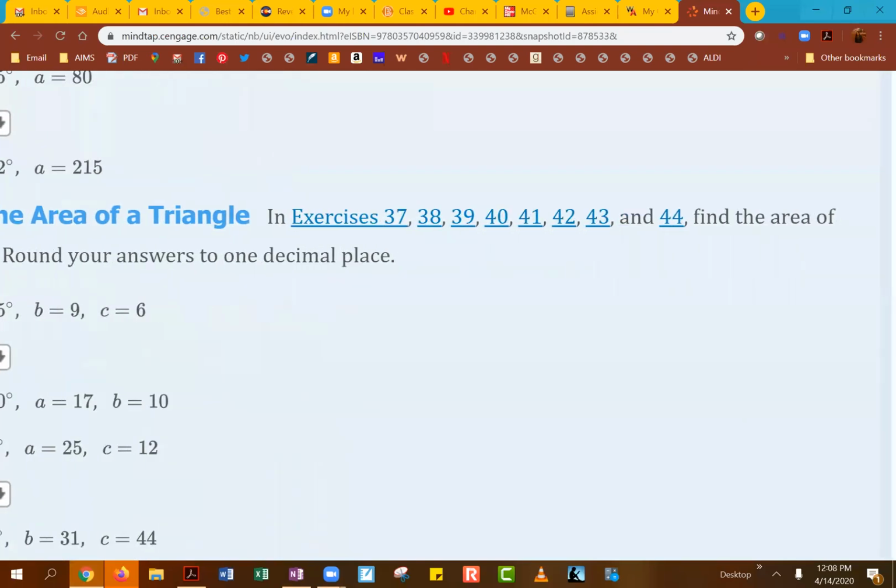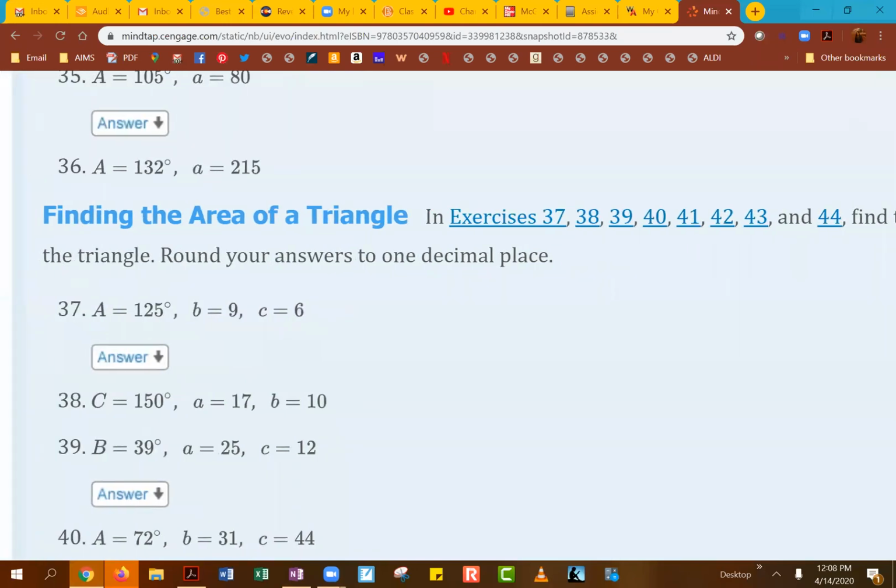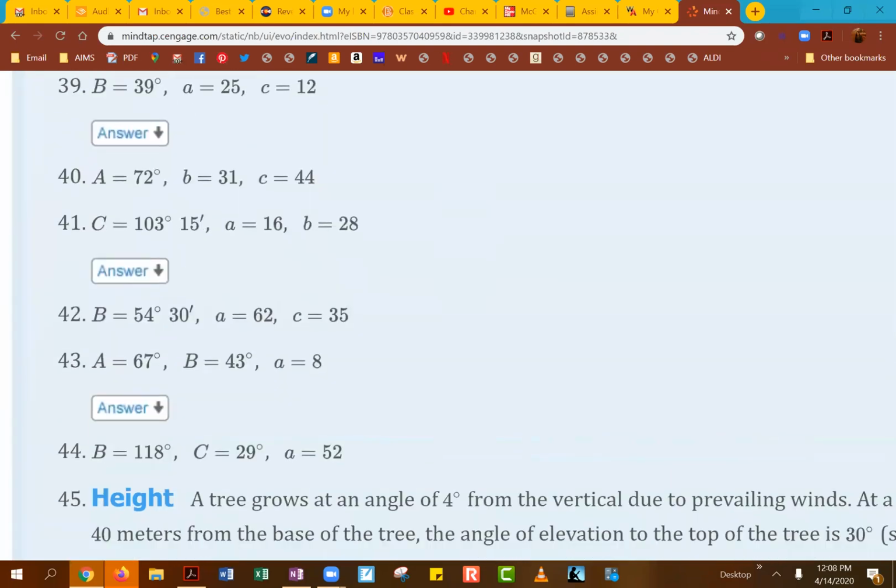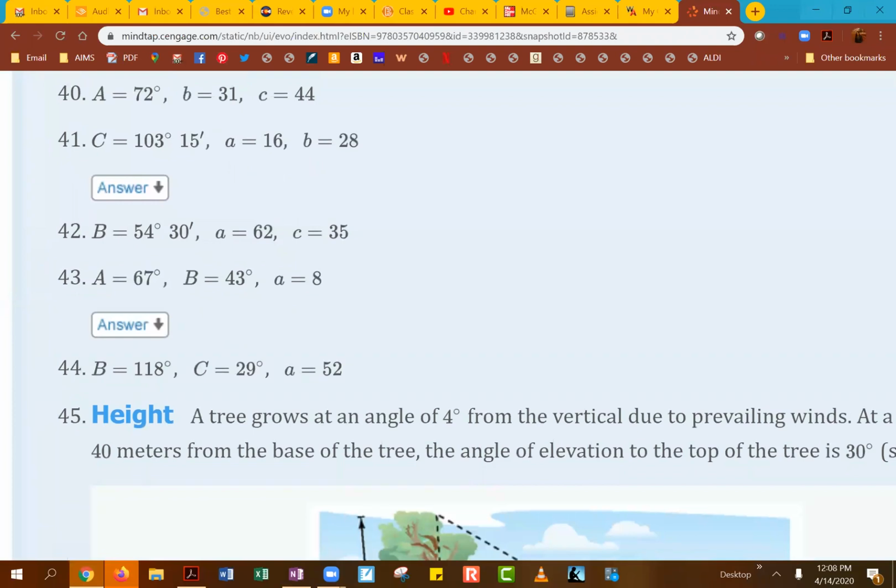Okay, this one is just to talk about the area of our triangle, and in this case, we're rounding it just to 1 decimal place. Let's look at number 40 over here.